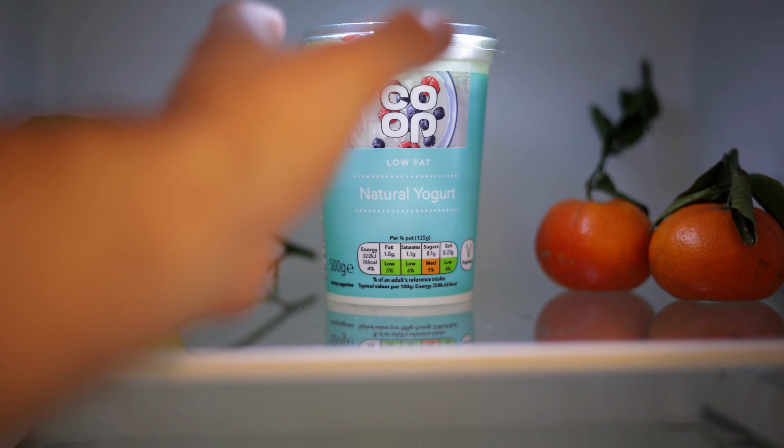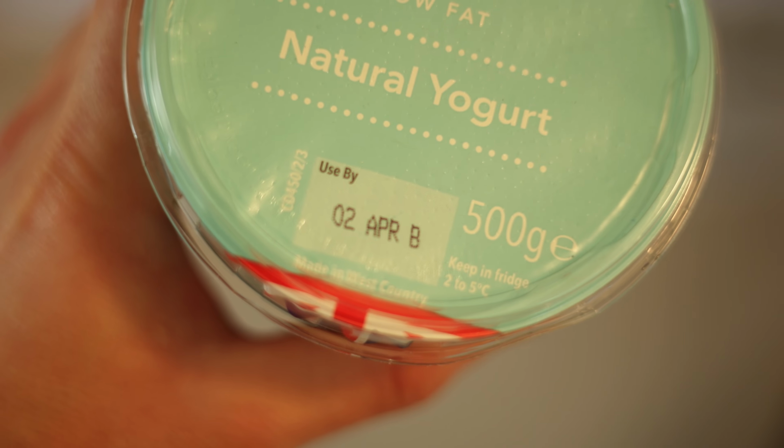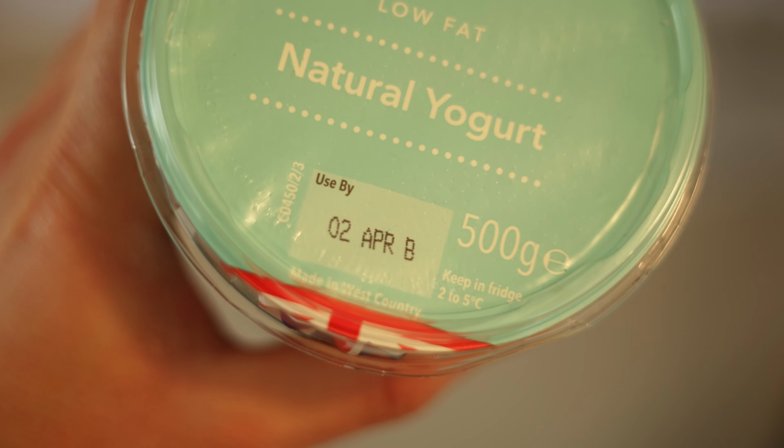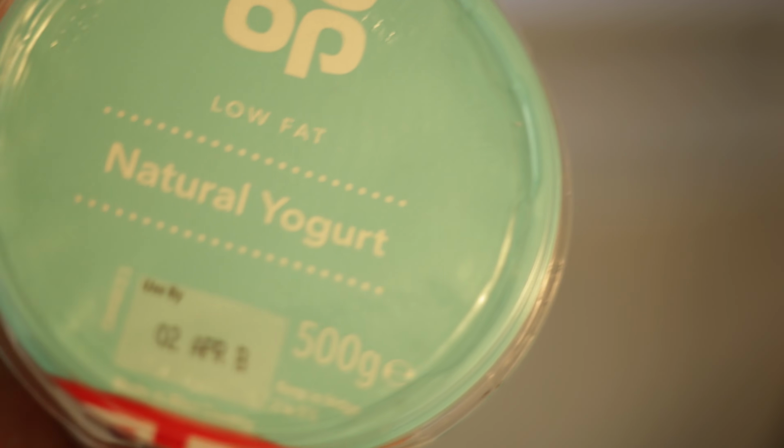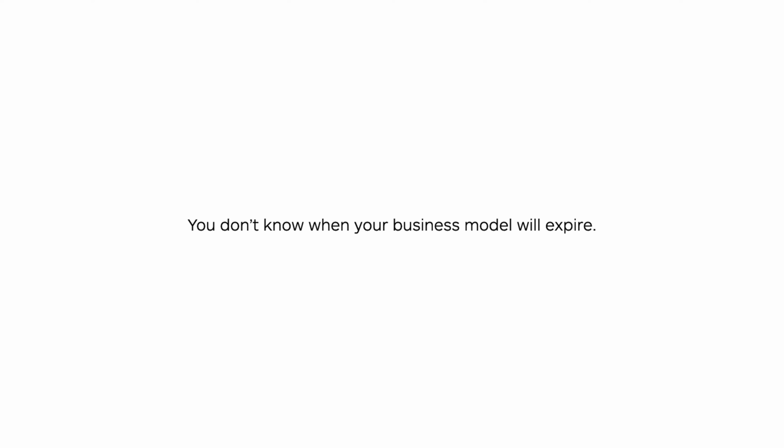A business model is like yogurt in your fridge, except yogurt in the fridge has an expiry date on it, whereas a business model doesn't have that clearly labelled. So you've got to constantly be reinventing it, constantly working on it. That's why the business model canvas is so useful. Oh, sounds tasty. What we're talking about here is business strategy.